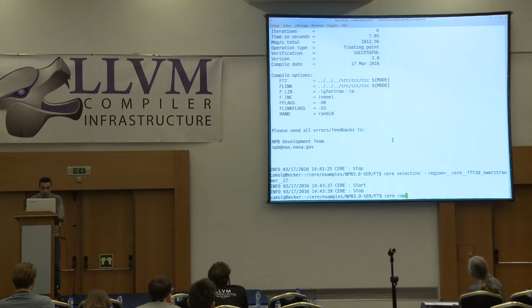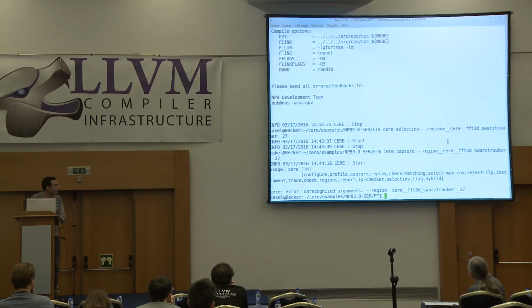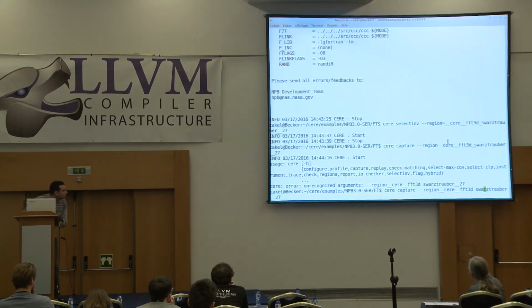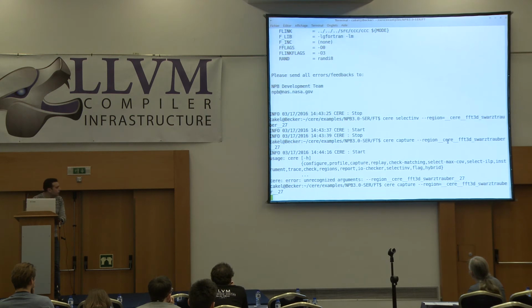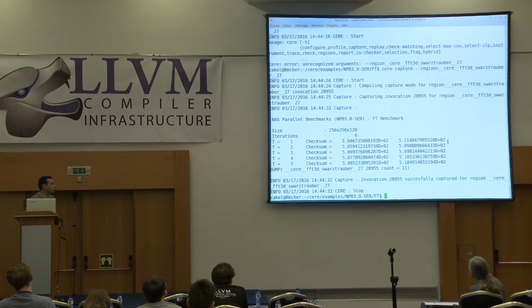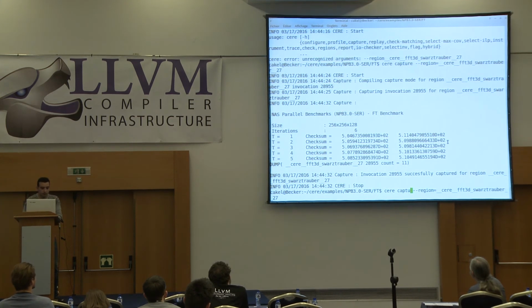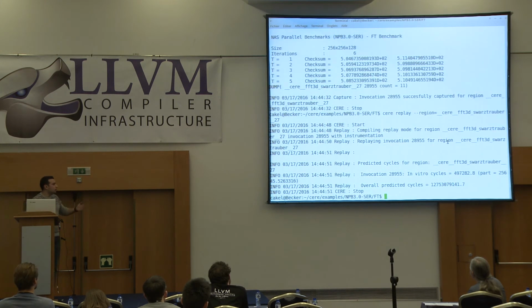So we just ask now to capture the invocation required with CERE. Okay, here it works. I don't know why for BT it doesn't work. So here we capture this region. We can replay it, and nothing happened because it just replayed the region. But based on this invocation performance, we predict the overall performance of the loop.